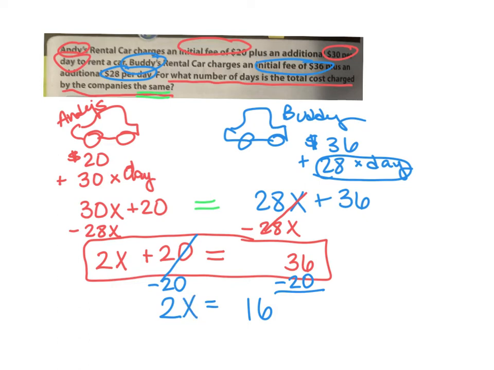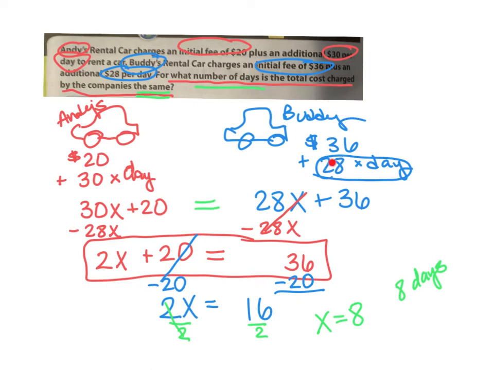Well, x is being multiplied by 2. Inverse operation of multiply by 2 is to divide by 2. I will do that to both sides of the equation. X equals 16 divided by 2, which is 8. And remember, we were trying to find out the number of days that they will rent the car where it's equal. Well, that would be 8 days. So if you are renting a car for 8 days, it doesn't really matter if you use Buddy's or Andy's, it's going to cost the same.